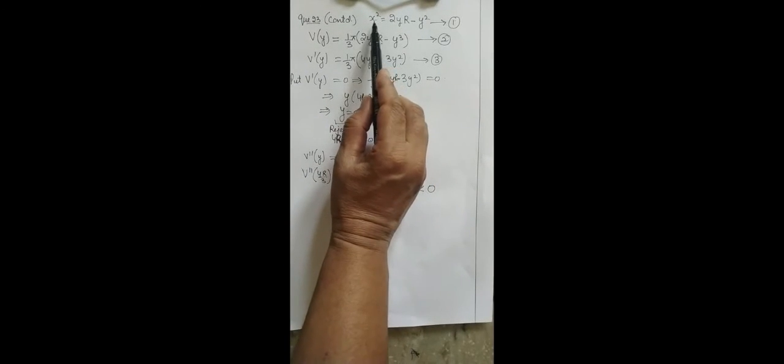So now, writing this in a single variable, I will put the value of x square in this expression from result number 1. So this becomes volume as a function of y is 1 upon 3 pi, substituting the value of x square, 2yR minus y square, into y. Now simplifying, it is 1 upon 3 pi times (2y square R minus y cube). So this is my function of volume in single variable y.